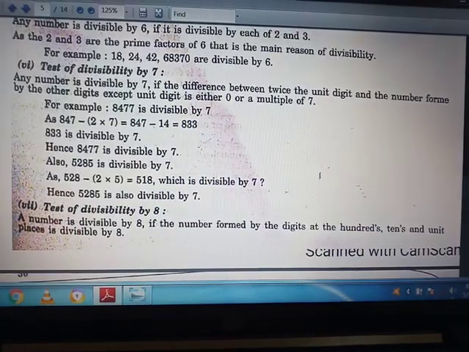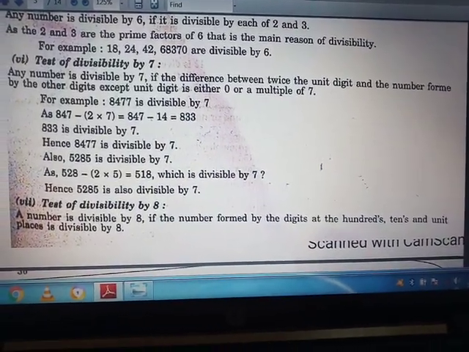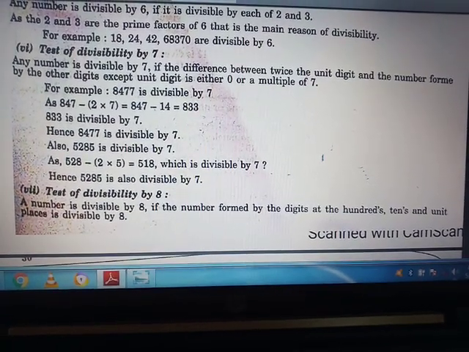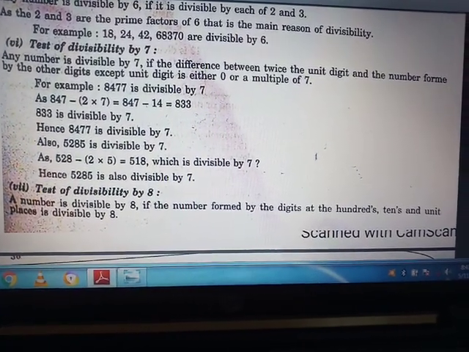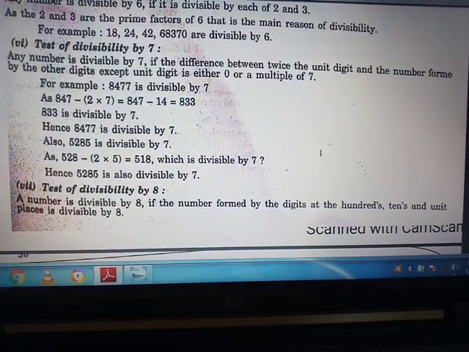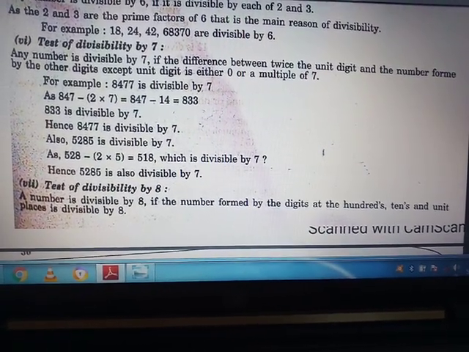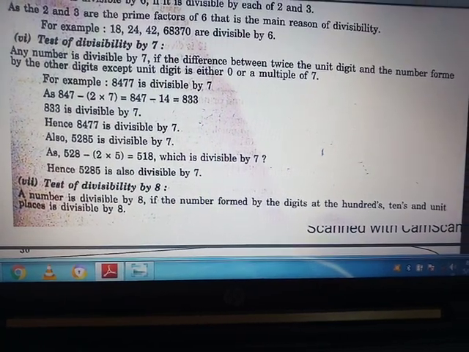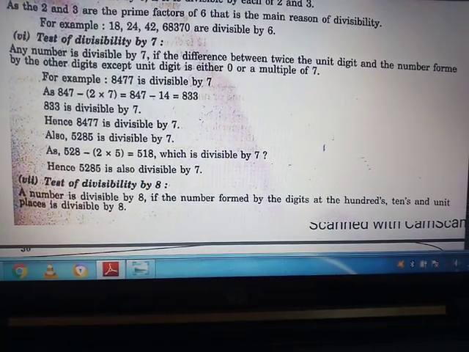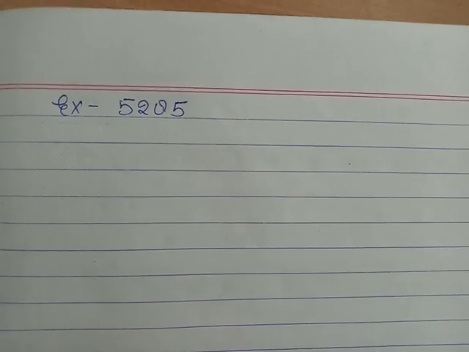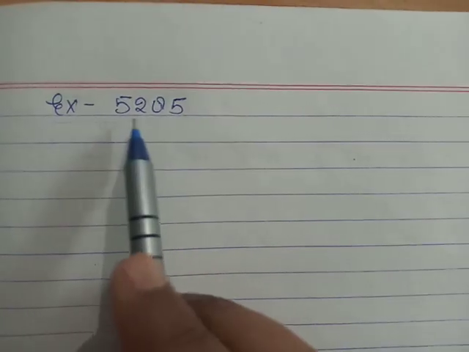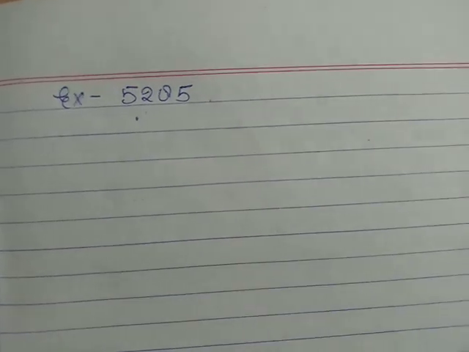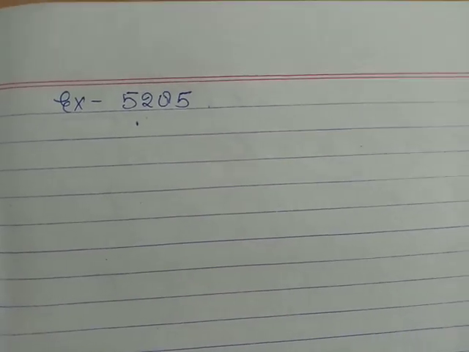Okay, now we will see the test of divisibility by 7. Any number is divisible by 7 if the difference between twice the unit digit and the number formed by the other digits except the unit digit is either 0 or a multiple of 7. Let's see with an example. Here you can see that we have the number 5285, and we have to check the divisibility by 7.